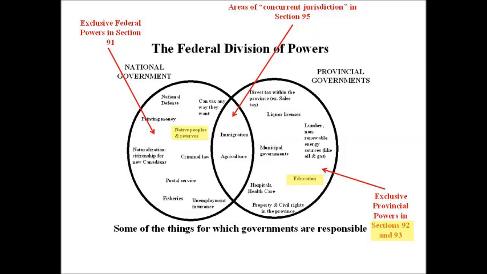And then the one where the two meet in a crosshair, that's the area of concurrent jurisdiction in Section 95 pertaining to immigration and agriculture. So I've highlighted two sections there. You can see one education and the other one native peoples and reserves, right?